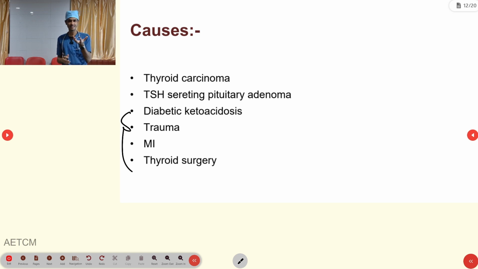So these are the stress factors. So in the time of stress, body will raise a request to your pituitary gland. So the body will tell us, I am in the stress, I want a more amount of thyroid hormone. So because of that stress, body will secrete more amount of thyroid hormone that leads into the thyroid storm. So those are the causes.